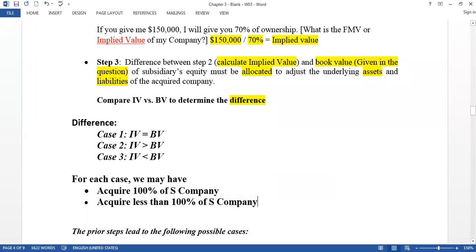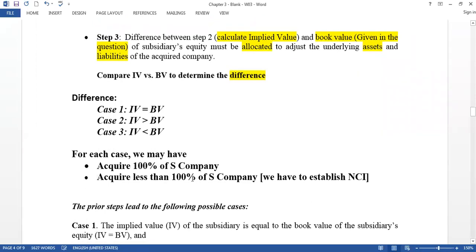If it is less than 100%, we have to establish non-controlling interest. If you acquire less than 100%, can you remember, even though it is less than 100%, you are going to consolidate 100% of asset and 100% of liability, right? Even if it is less than 100%, you also consolidate 100% of asset and liability. So to do so, we have to establish non-controlling interest.